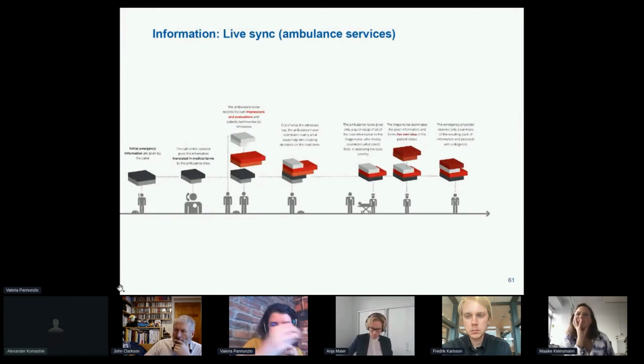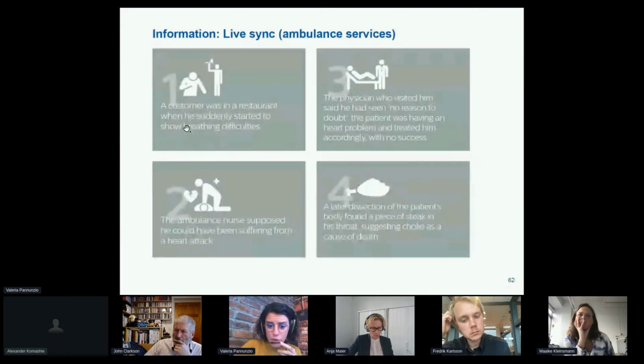So you can see it's really a stream of data with many, many players in the midst of this, and unfortunately many possibilities to make mistakes in this information flow. One of these mistakes was this example that was given to me that has always struck me, which is this case in which a customer was in a restaurant when they started to have breathing difficulties, and the ambulance nurse mistakenly thought that they could have been suffering from a heart attack.